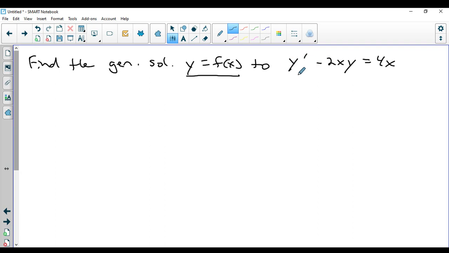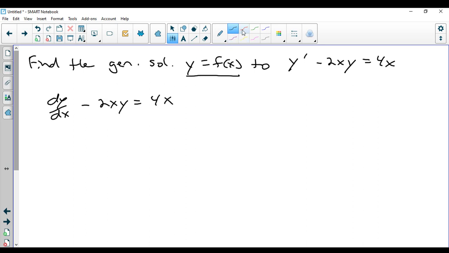Well, first thing you notice is there's prime notation there. So how do you separate that? Well, you really don't. So your best bet is to change the prime to dy dx. So right away we say dy dx minus 2xy equals 4x. And now, honestly, this is where you should pause the video and you should try and separate these variables.